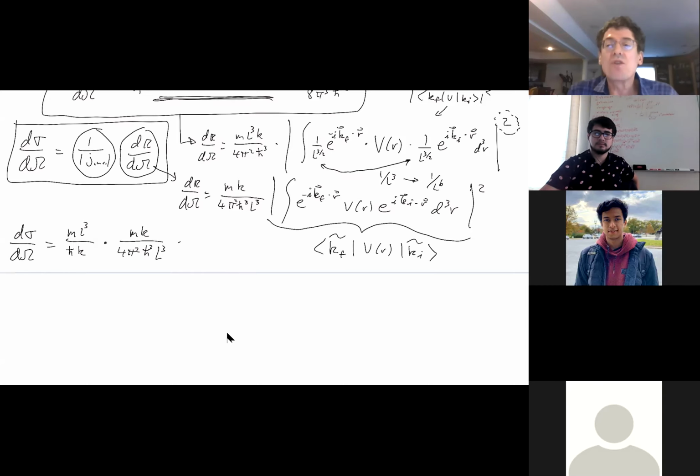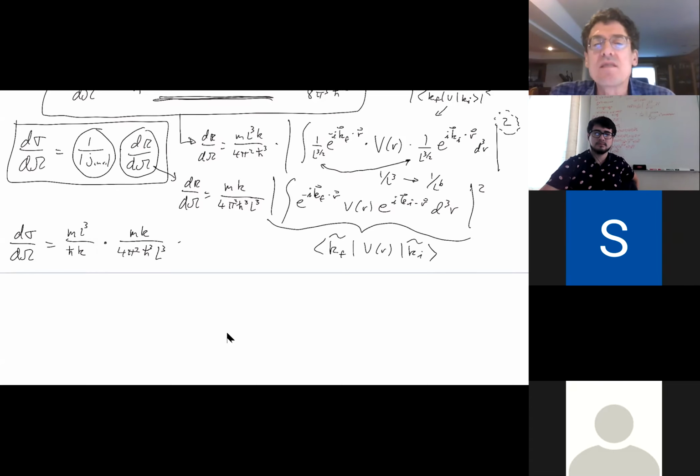Why did I put a tilde over it? Because you got rid of the 1 over L to the 3/2 in front of them. You got rid of the normalization.